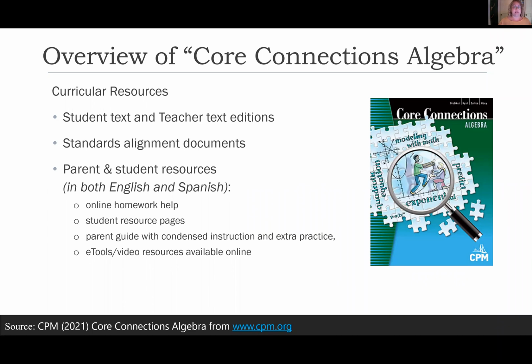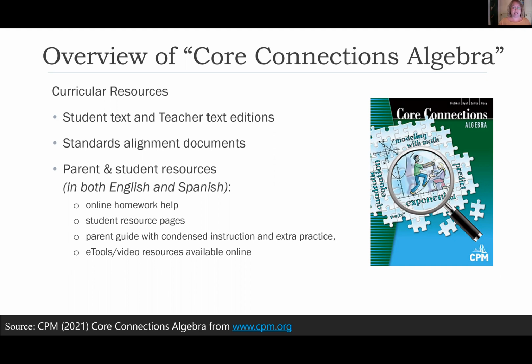The Core Connections series from College Preparatory Math, heretofore called CPM, is a problem-based approach that is student-centered. It focuses on structured collaboration, student discourse, and what they refer to as non-routine and team-worthy problems requiring strategic problem solving. This is from their website, cpm.org, published in 2021.